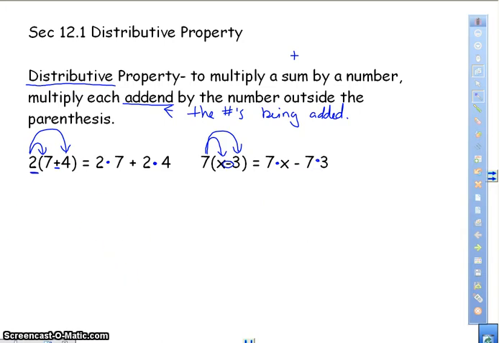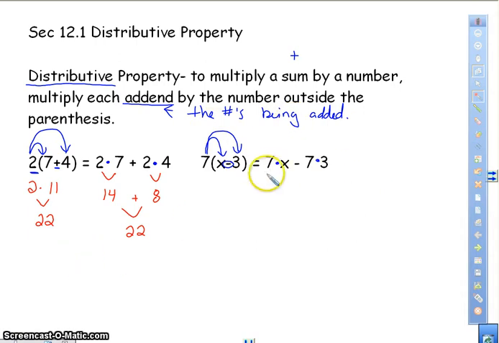Now you may wonder why this is important, especially for this type of problem. This is just demonstrating how it works and why it works. Okay, we know 7 plus 4 is 11, and 2 times 11 is 22. Okay, if I take 2 times 7, you get 14, and then 2 times 4 is 8. So if you add those together, you would also get 22. So you get the same answer. So they're saying you can distribute here so you can actually simplify an algebraic expression.